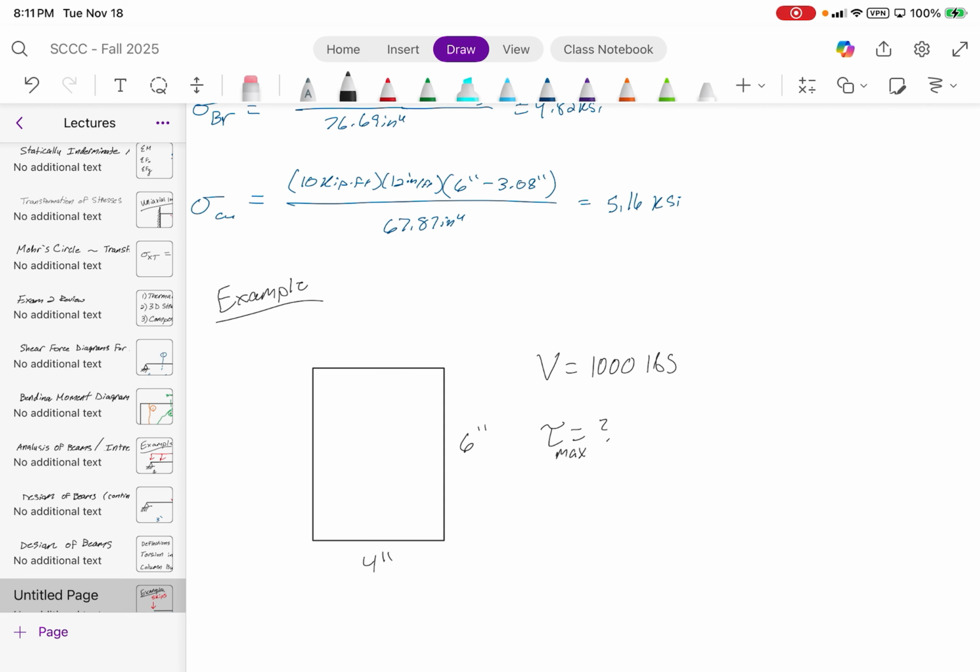Find me the maximum shear stress, which, if you guys recall, is using the VQ over IB equation. Do we have to know the material? Nope. I'm not asking you guys to do a design check. I am just simply asking you guys to find the maximum shear stress.